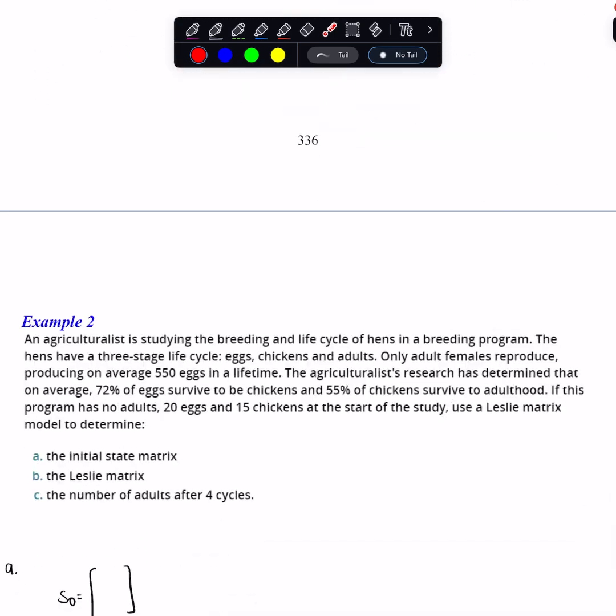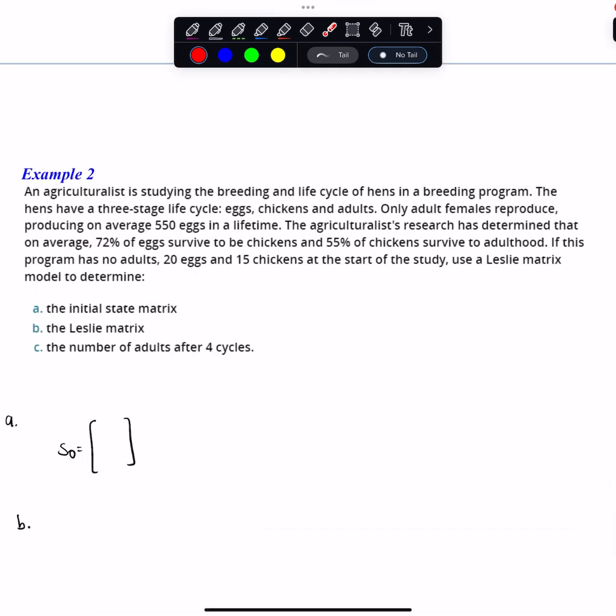Let's do a question. An agriculturalist is studying the breeding and life cycle of hens in a breeding program. The hens have a 3-stage life cycle. So we have eggs, chicken, and adults. So I'm assuming that they will be the 3 age groups.